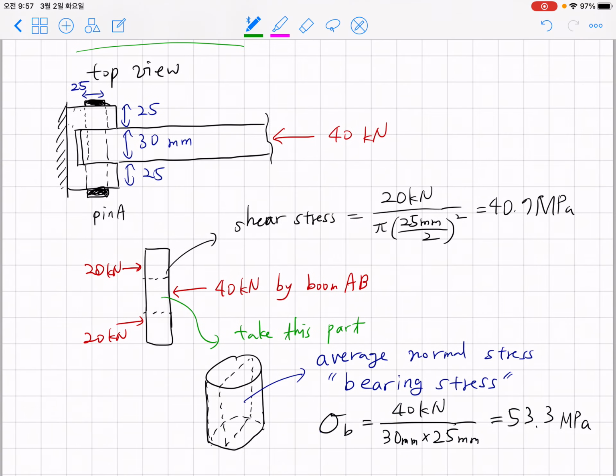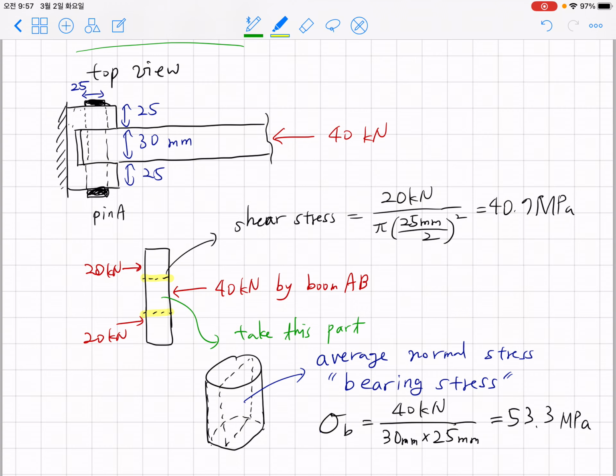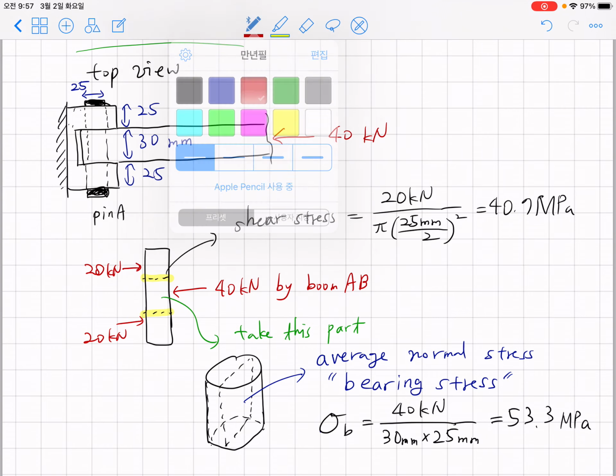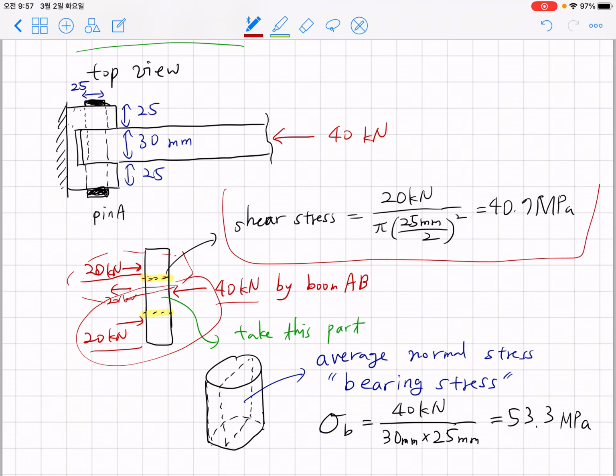If you focus on this imaginary surface here and this imaginary surface here, and try to draw a free body diagram, you have 20 kilonewton on top of this surface. If you combine 40 kilonewton and 20 kilonewton, you have a total of 20 kilonewton to the left at the bottom of the surface. So the shear stress turns out to be 20 kilonewton over pi r squared, which is 40.7 megapascal. So we can now determine the shear stress acting on this joint, this imaginary surface.